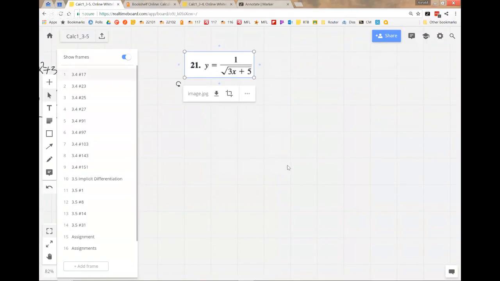So we're supposed to take the derivative of this thing. All right. So I mean, we could rewrite that this way. 3x plus 5 to the negative 1/2 power. Negative 1/2. Okay, so does that make sense?